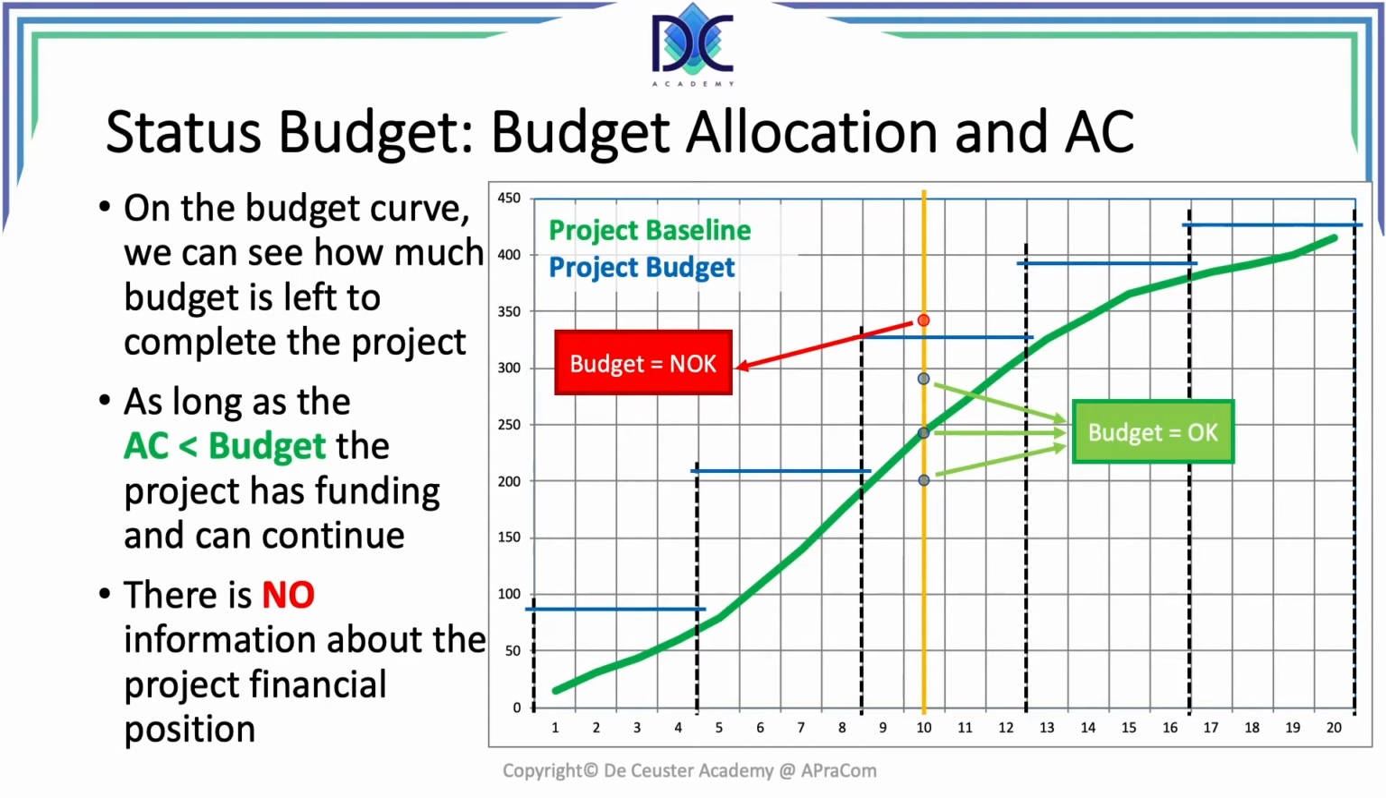The red dot is clearly above the budget that has been approved for that period, and it also means that there is no more money left to continue the project, and we will have to wait till we get more budget. What the reason is for this overspending can be determined only when we look at the next slide where we talk about earned value and actual cost.